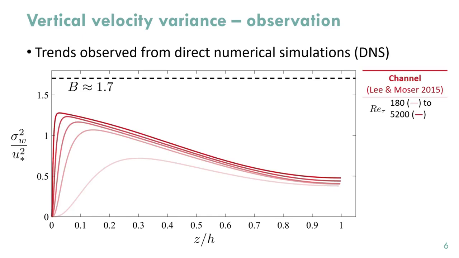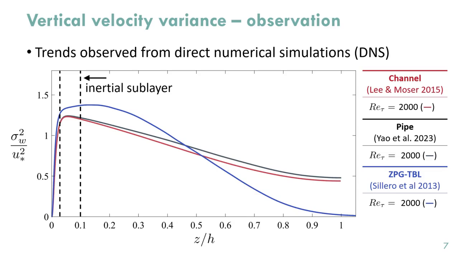The first example that I'm showing here is from closed channel DNS from Lee and Moser in 2015 that have a variety of Reynolds numbers indicated by the shade of the red color in these vertical profiles shown here. And one of the things that you immediately see is that the peak in the variance is increasing as the Reynolds number is increasing. This is in line with the Reynolds dependence that we just discussed on the previous slide.